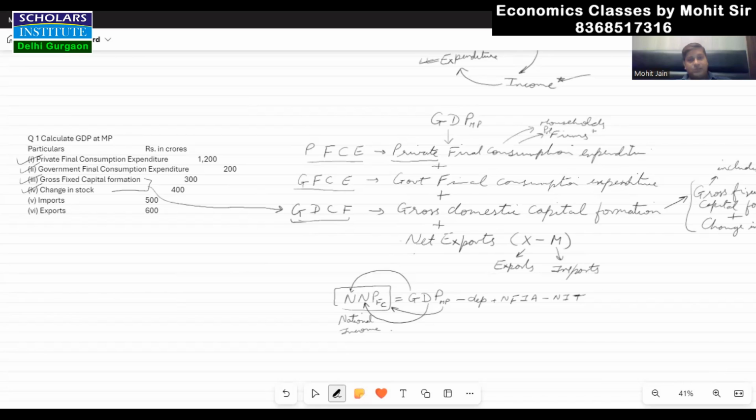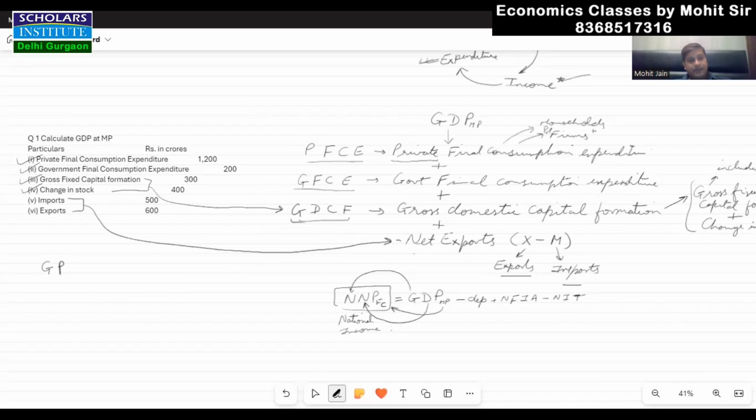Then we need net exports. Net export is exports minus imports. Okay. So if we subtract these two, then we can find out net exports. So let us work this out. Okay.